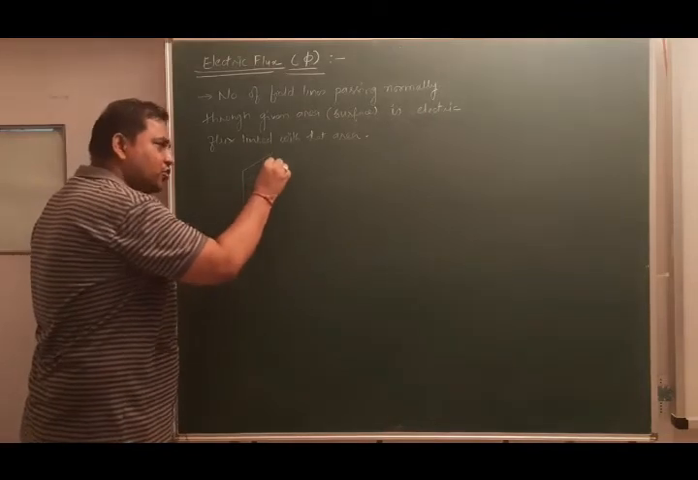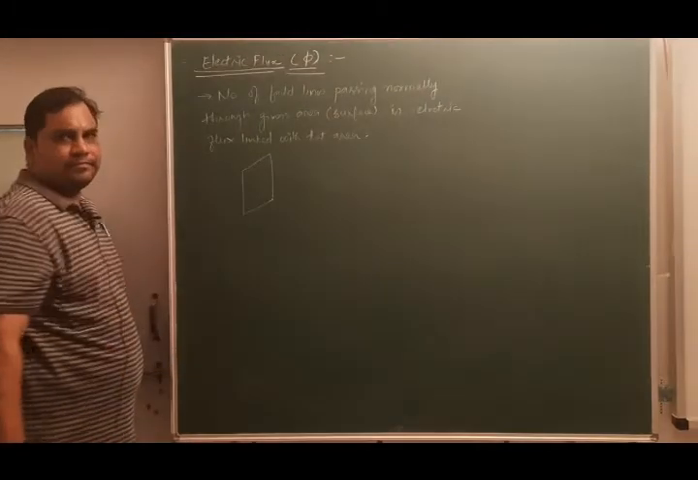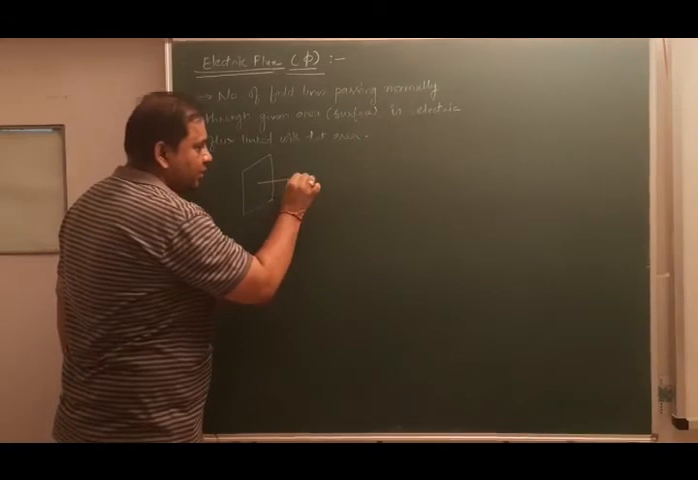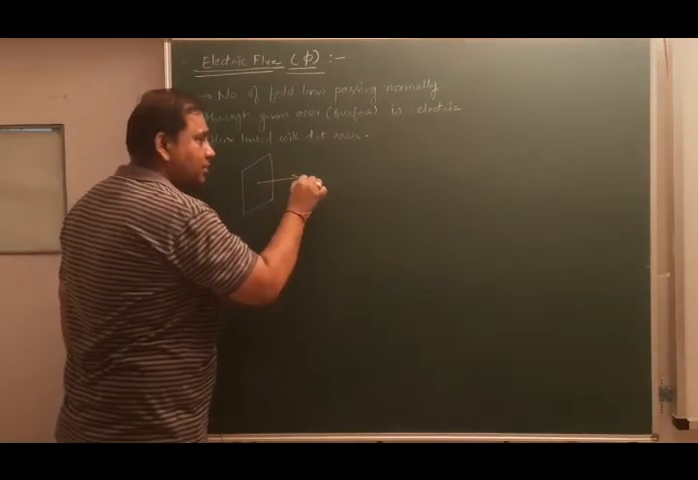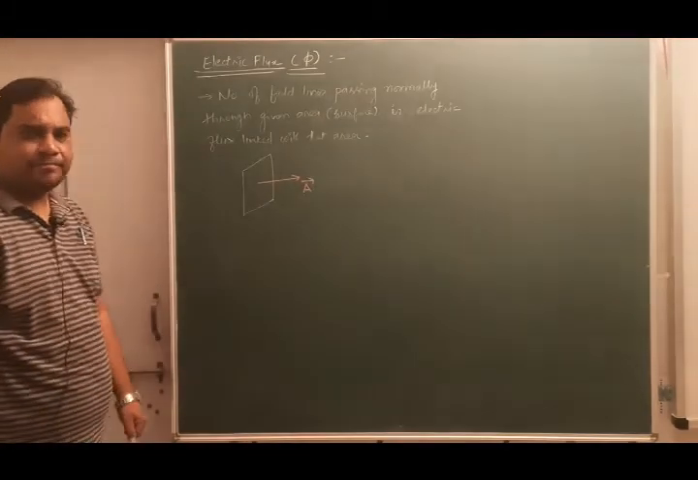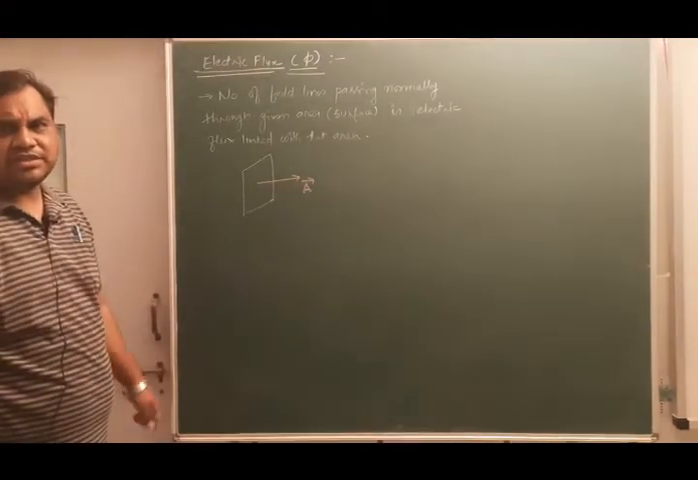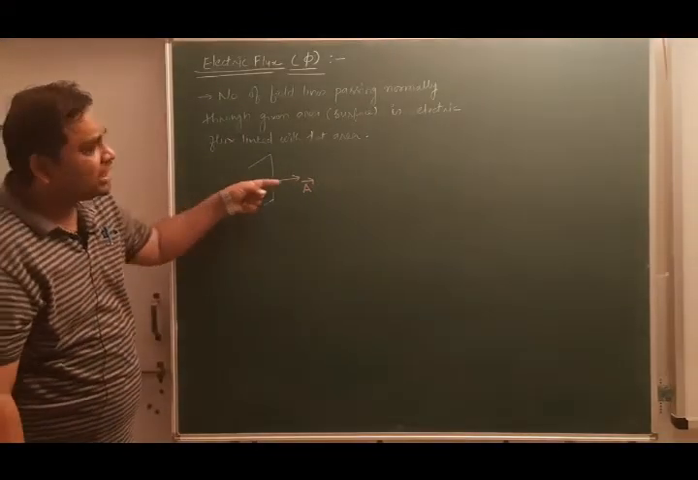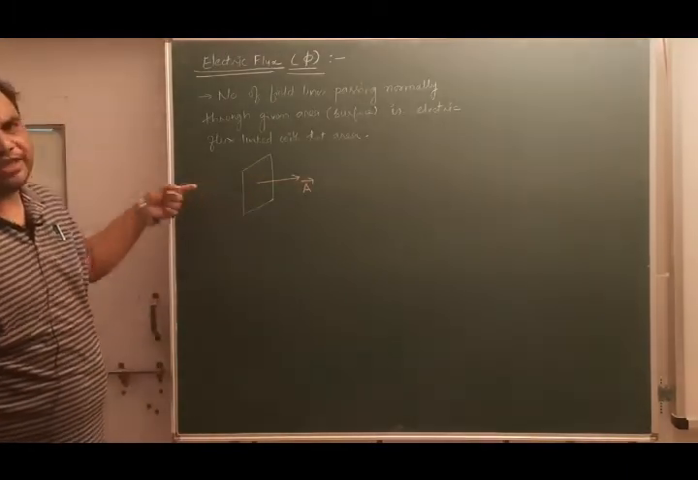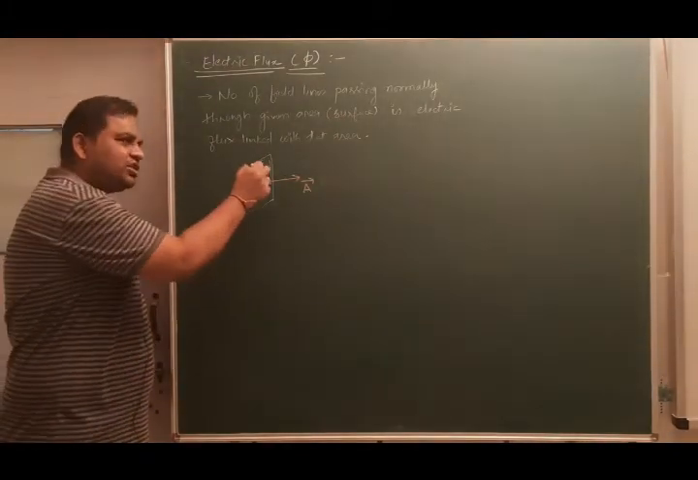Suppose that you are having this area, say A. Now for this area it is being represented by area vector A. This is area vector A. This is the open surface. So for open surface area vector is always outward normal. For open surface, what will be the direction of the area vector? Outward normal. Its magnitude will be equal to this area.